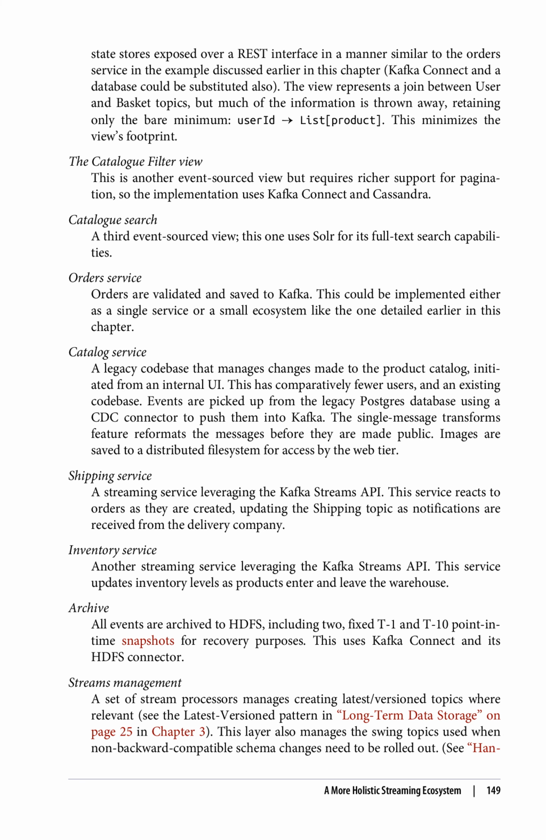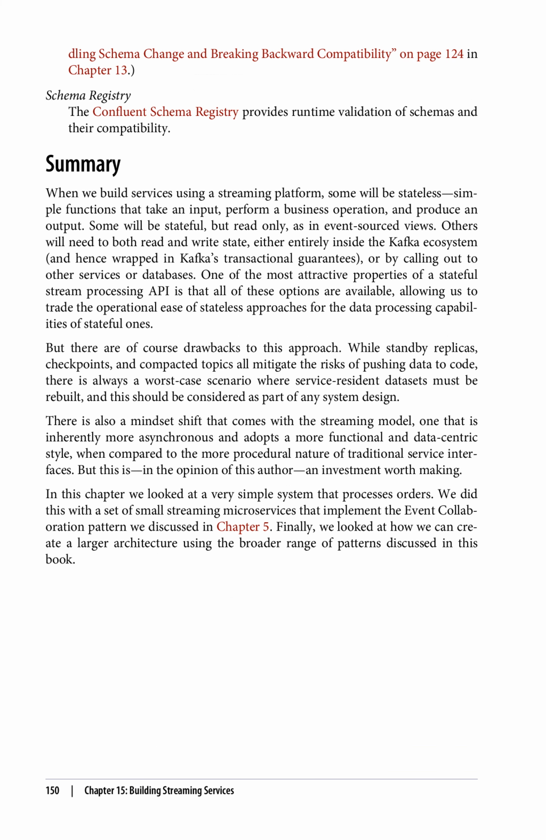Streams management. A set of stream processors manages creating latest/version topics where relevant. See the latest version pattern in long-term data storage on page 25 in chapter 3. This layer also manages the swing topics used when non-backward compatible schema changes need to be rolled out. See dealing with schema change and breaking backward compatibility on page 124 in chapter 13. Schema Registry. The Confluent Schema Registry provides runtime validation of schemas and their compatibility.